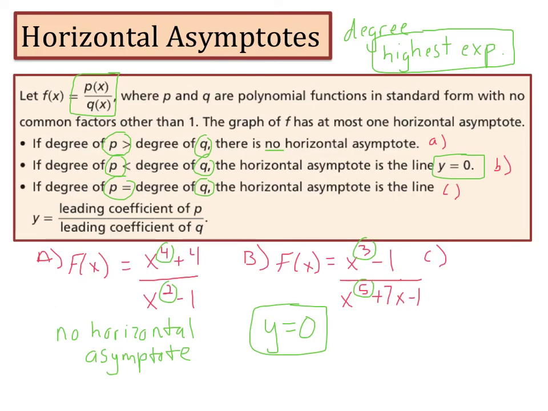Now for scenario C, let's say the degrees are equal. So I have f of x equals x to the 4th plus 2x over x to the 4th minus x. Now these degrees are equal, so the asymptote is y equals the leading coefficient of p over the leading coefficient of q. Now both the leading coefficients are 1, so it's 1 over 1, or y equals 1. So to find the horizontal asymptote, you have to look at the degrees of the polynomial functions.